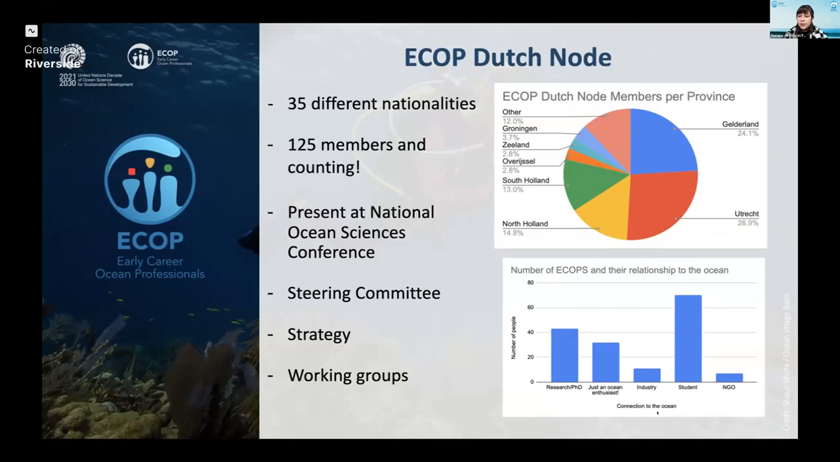Also, the majority of our members are students, be it bachelor or master students. Our second biggest group is people that work within research or PhDs, but we also have people that are just ocean enthusiasts, that want to do more ocean citizen science, or that work at NGOs, and a small percentage in industry that, of course, we would like to increase.